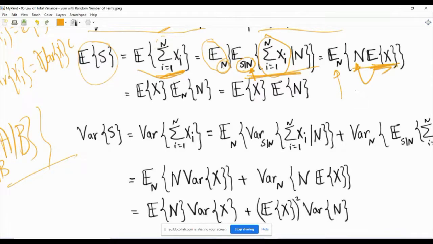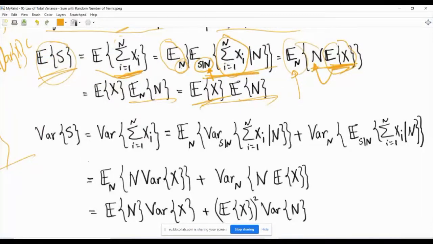Okay, and then the expectation of the sum given n is n multiplied by the expected value of one of the x's, and then, since n is a random variable, you apply the outer expectation. Now the expected value of x is a constant, you pull it outside, and then you take the expectation of n itself. So the expectation of s is the expectation of x multiplied by the expectation of n, by iterated expectations. Okay, variance, same story. Okay, so let's see.